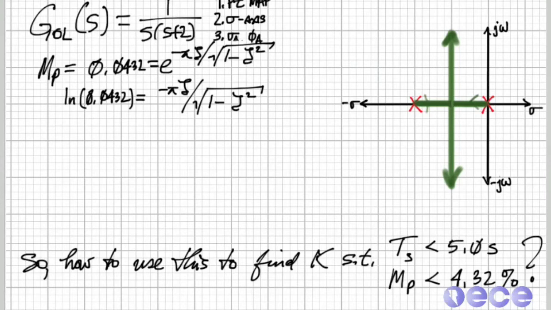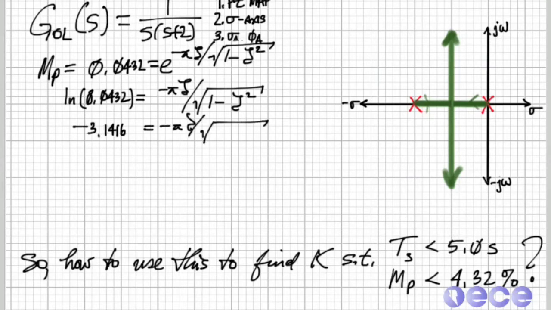And so I'm going to pick a value of zeta somewhere along this curve, zeta being 1 here on the real axis and zeta being 0 here on the imaginary axis. So I'm going to pick some value of zeta that's going to provide this performance constraint for percent overshoot.